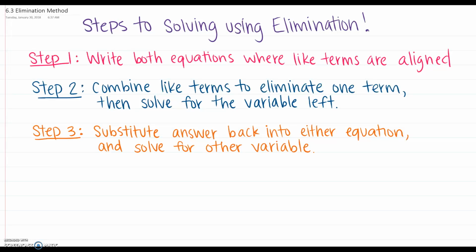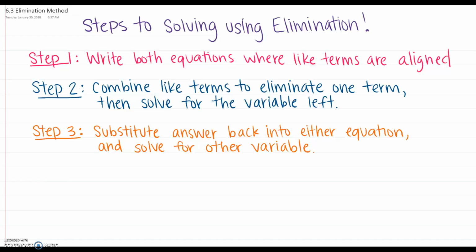All right, today we're going to talk about how to solve a system of equations using elimination. Elimination is pretty similar to substitution, except the first step is a little bit different. So step 1, we're going to write both equations where like terms are aligned. Step 2, we're going to combine our terms to eliminate one, and then solve for the variable left.